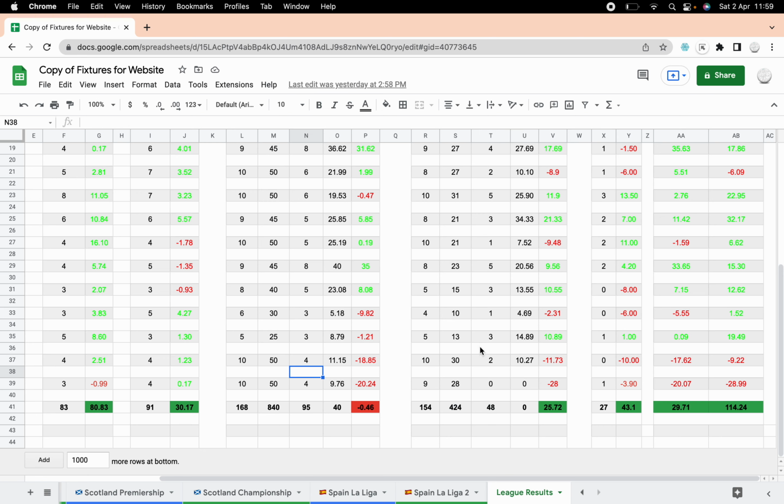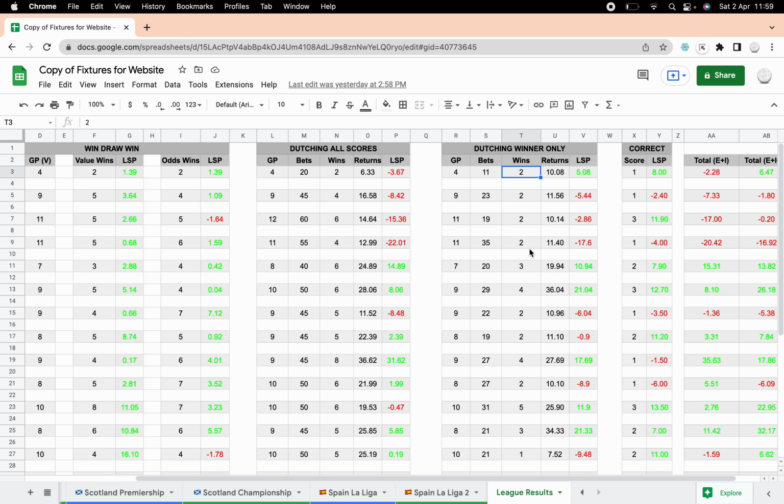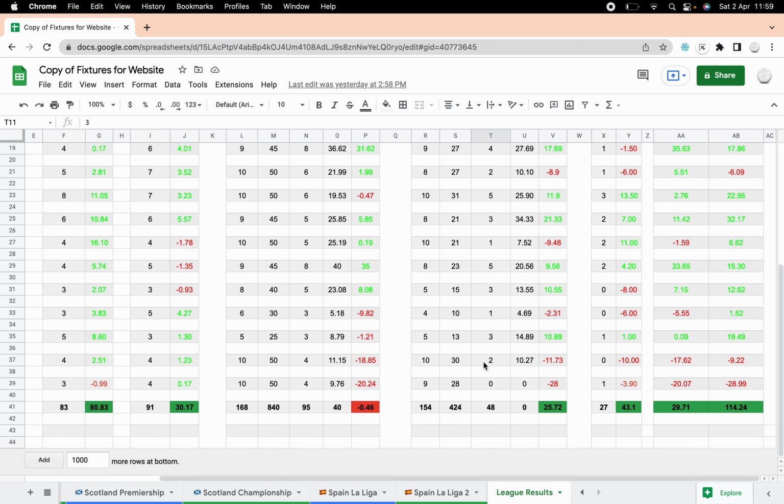It's actually a similar win percentage to this one in terms of the games. But this is how many games have won rather than the individual bets, obviously. But then if you look at the profit, we're looking at 25.72 points profit compared to minus 0.46. That's obviously like 26 points different, and it's definitely a profitable way of going about it.